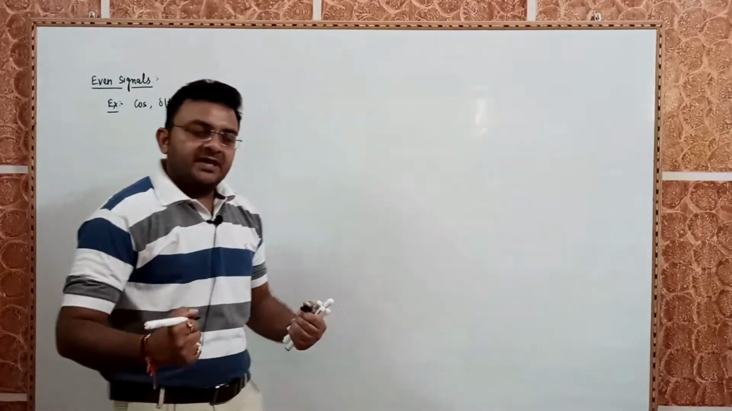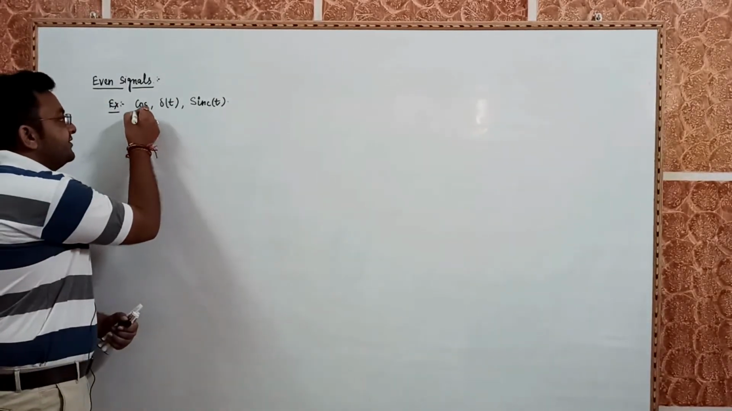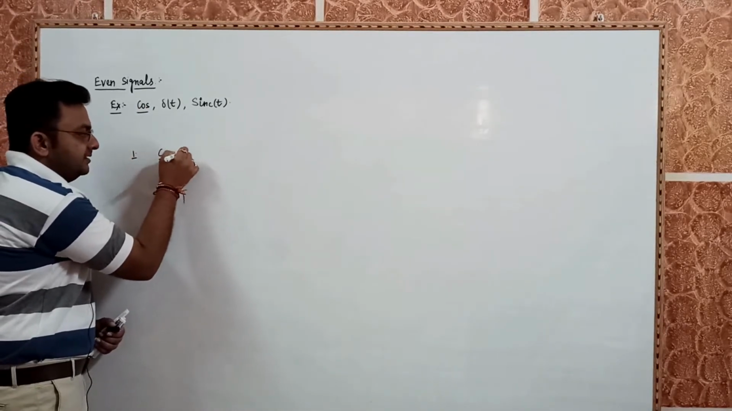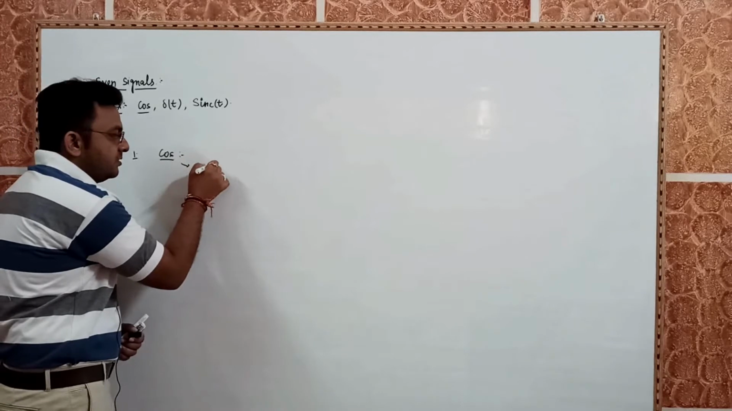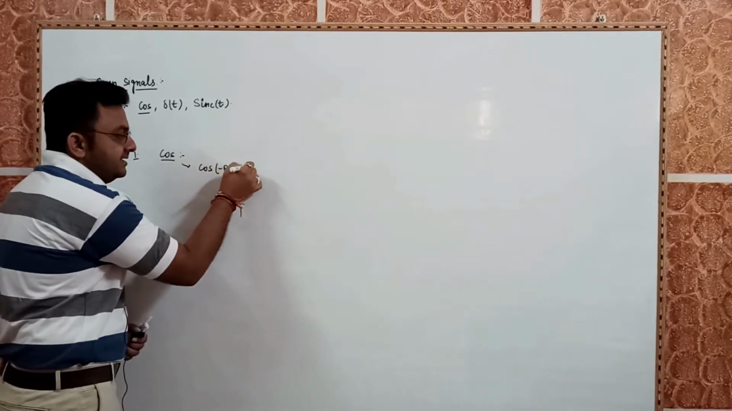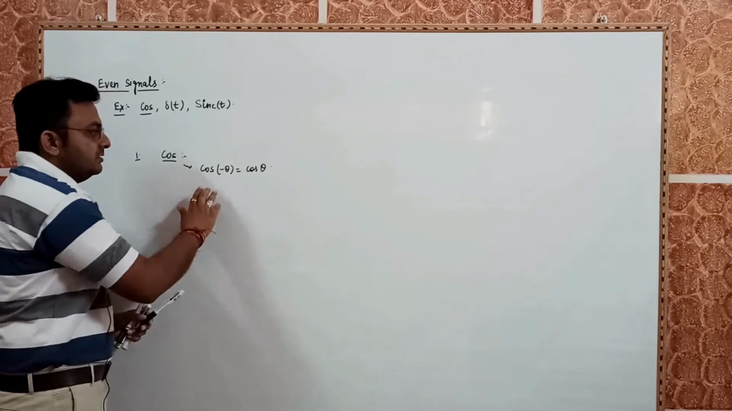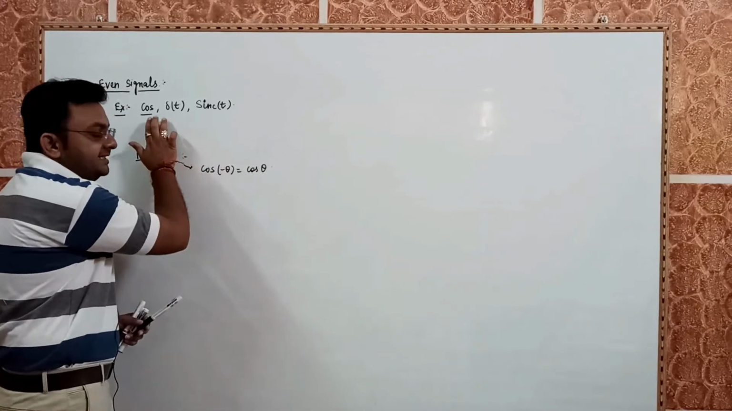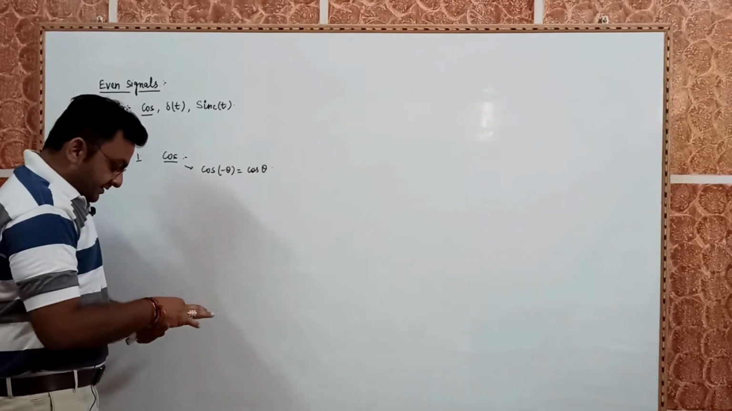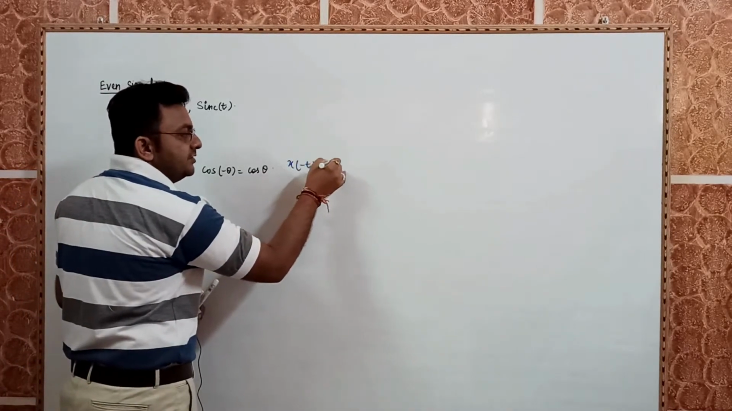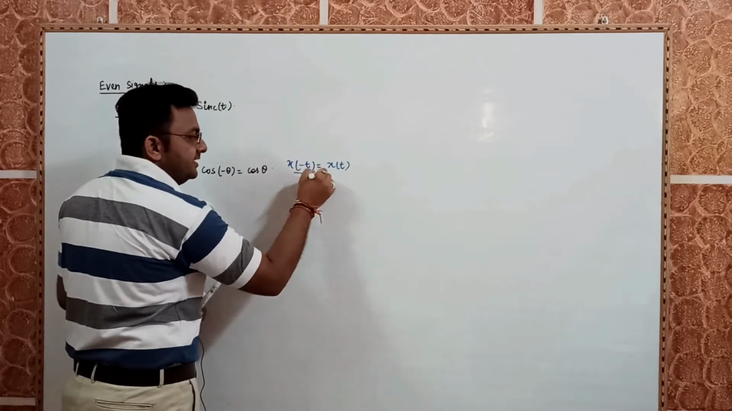So let us begin with the very first, that is the cos signal. If we talk about the cos signal, cos has a property that cos of minus theta is equal to cos of theta. So this is also one way to prove that cos theta is an even signal, because the property for an even signal is x of minus t should be equal to x of t, correct?